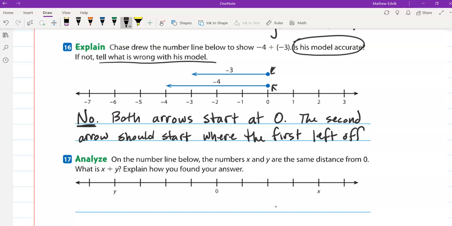So if this was going to look accurate, and I'll do it in orange, we would start with -4 here. That would be our first look at the arrow. And then we would continue from -4 and go 1, 2, 3. So the correct answer would be -7 there. But to answer this question, no, Chase was incorrect in how he drew his model. And what was wrong with his model is that both of the arrows start at 0, and the second one should have started at -4.